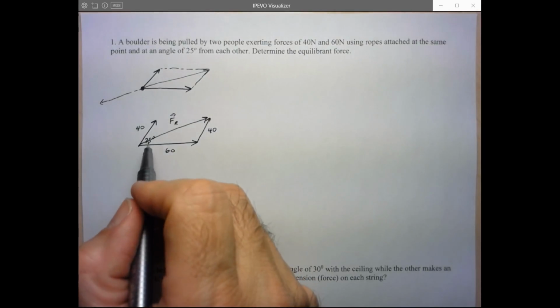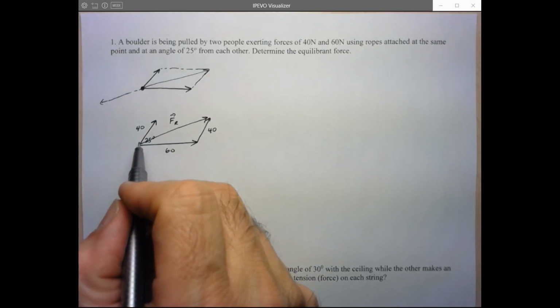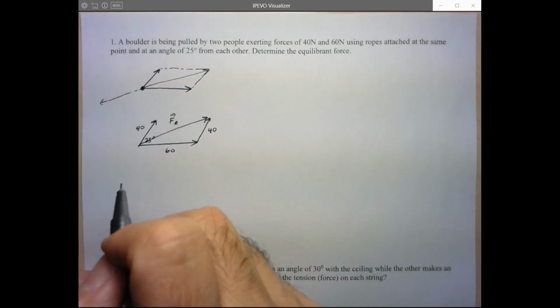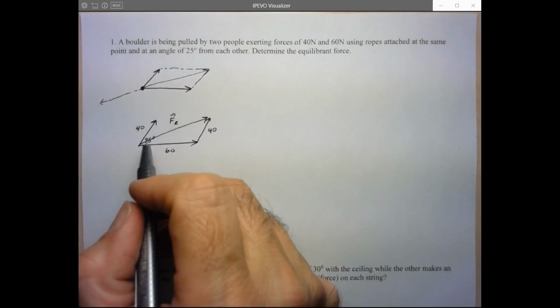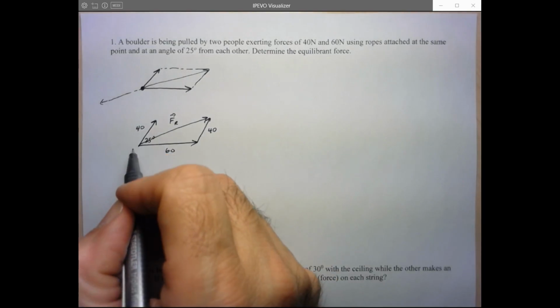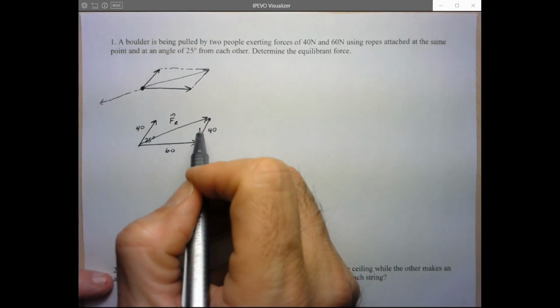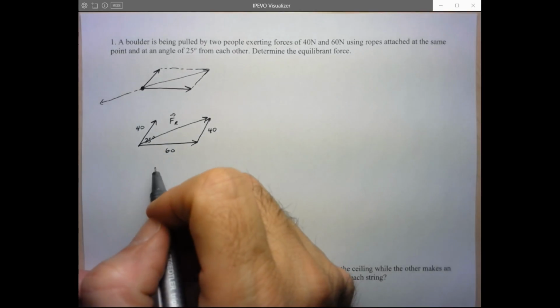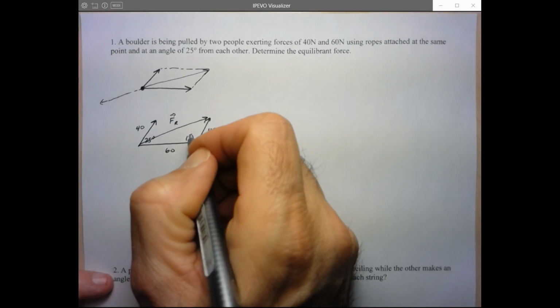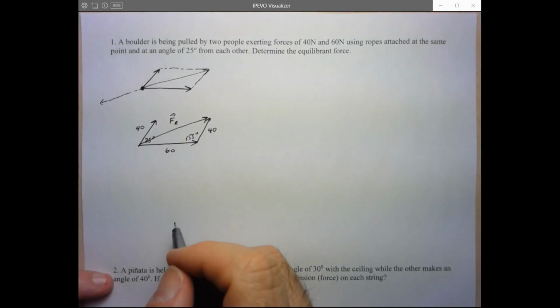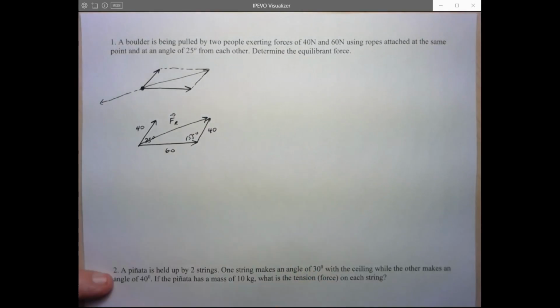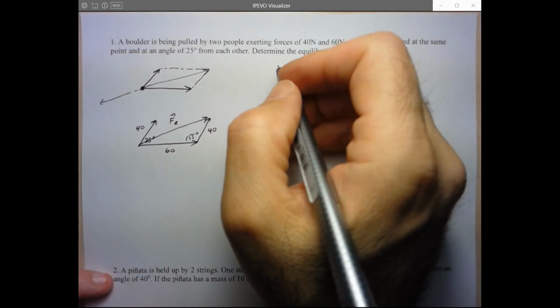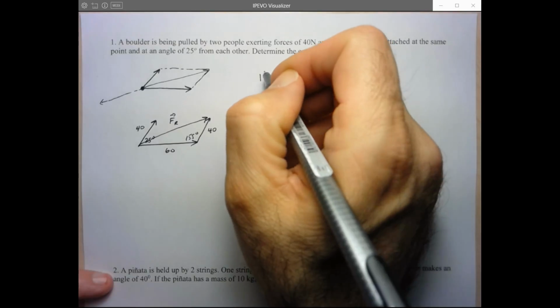Okay, and of course the angle between them was 25 degrees, but that's not an angle inside the triangle that I formed. Okay, so here 180 minus 25, because these are parallel since they're the same vector, so we can use our parallel line principle. So let's see, 180, 160, 155. Okay, there we go. And now we have enough information to calculate the resultant force here.